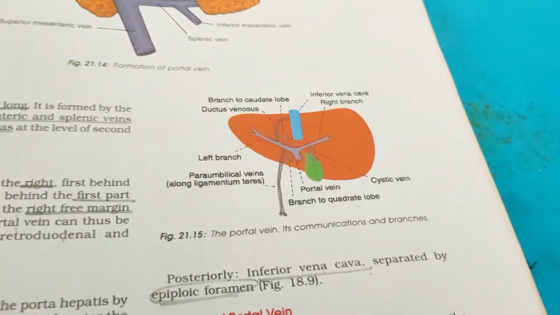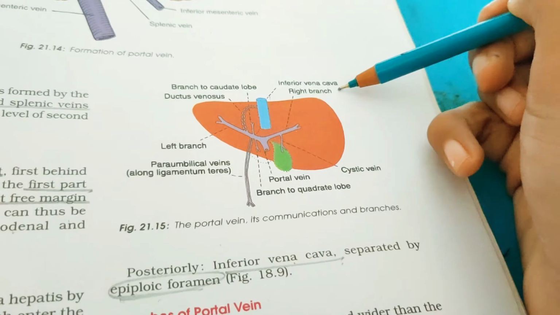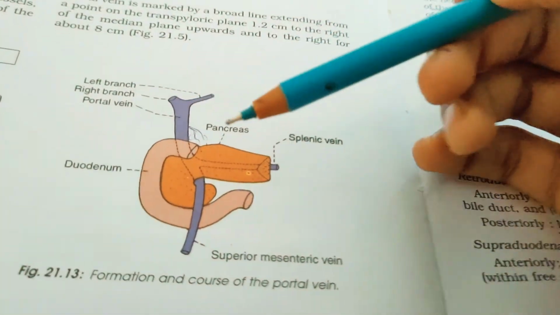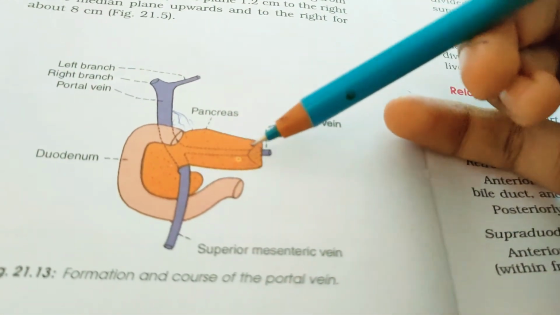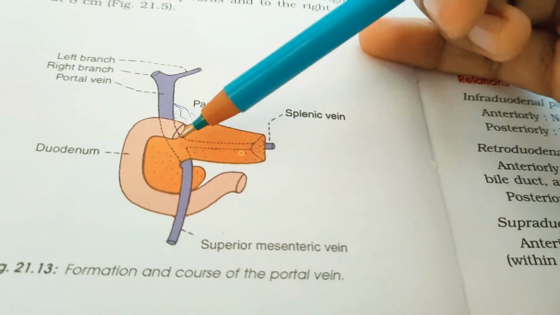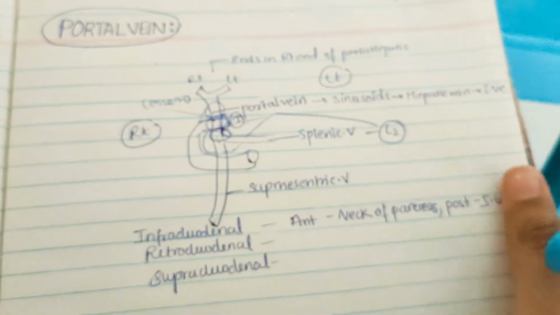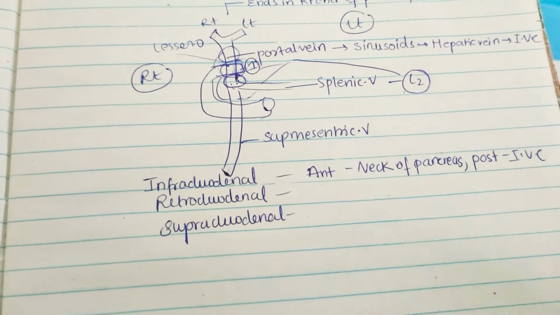Let me show that diagram. Here you can see this is a posterior relation where you can see the inferior vena cava, and in the anterior relation you can see this dotted line represents that it is located posteriorly. So this is the infraduodenal part of portal vein. You can see anterior to it has the neck of pancreas. Now let us see the retroduodenal part relations.